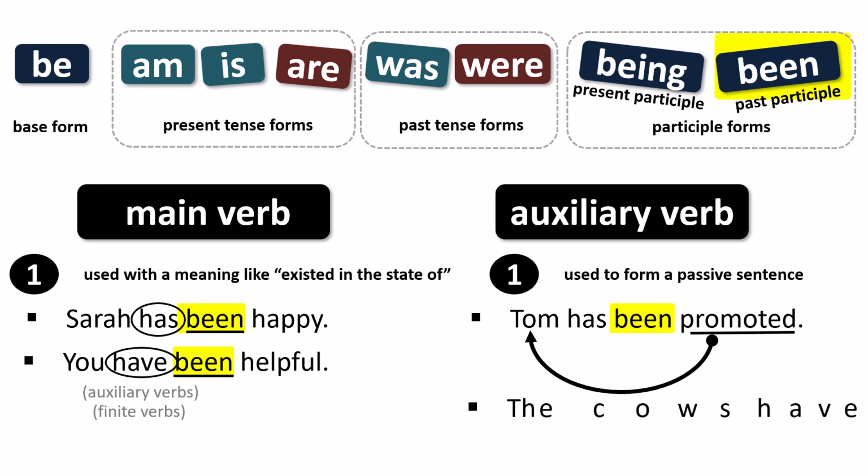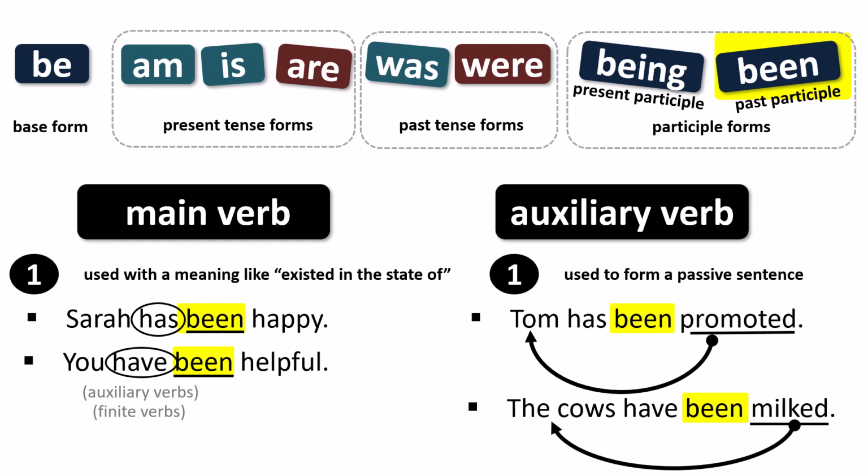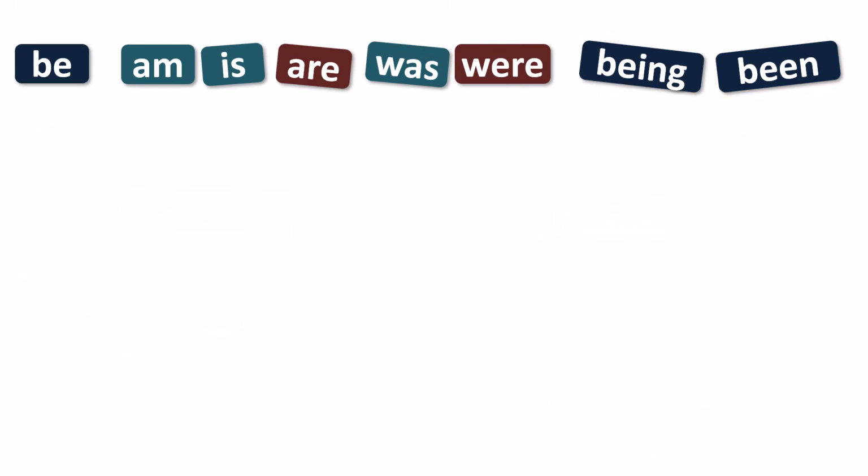Here is another example. The cows have been milked. Been is our auxiliary verb helping to form a passive sentence. The main verb is milked. The action of that verb is being done to the subject. In the top example, has is our finite verb, and in the bottom example, have is our finite verb. The ones that tell us the tense. Okay, let's clear all of that.